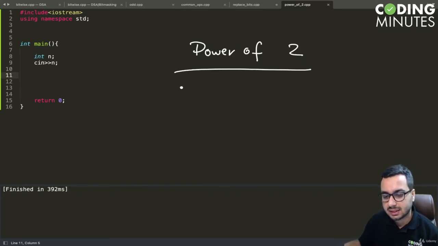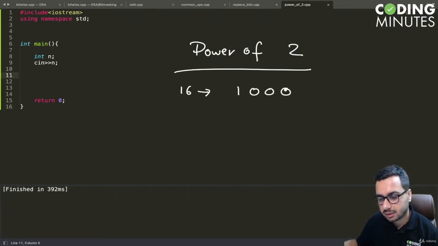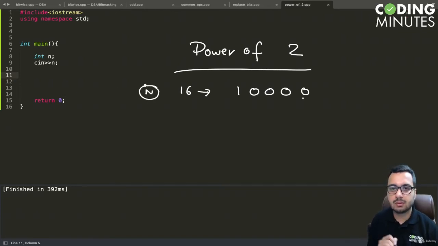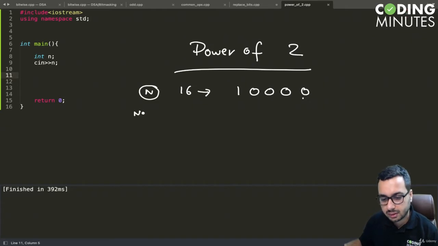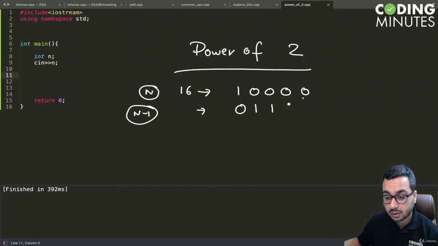Let's say 16 is a number which is a power of 2, or 8 is a number which is a power of 2. So what is 16? 16 in binary looks like this. And what I can do is this, let's say this number is n. So can you tell me what would be n minus 1? So clearly we know that if n is a power of 2, then the previous number would look something like this. So this number is actually 15.